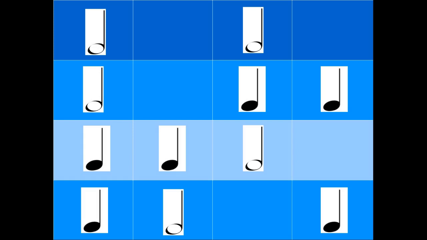If we look at this grid here, we've got a mixture of crotchets and minims. The top line has got two minims, that's two long notes. So if I was to clap the top line, it would go long, long. Now the line underneath has got a minim followed by two crotchets. So that would go long, short, short. If we look at the third line, it is two crotchets, then a minim.